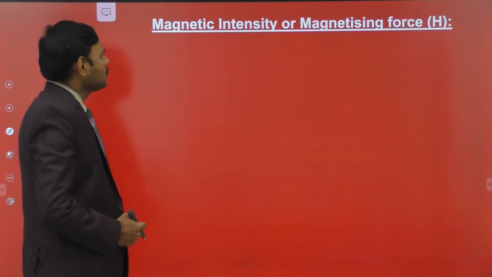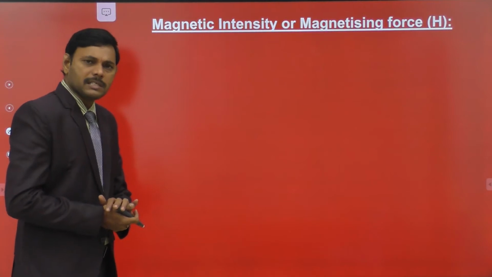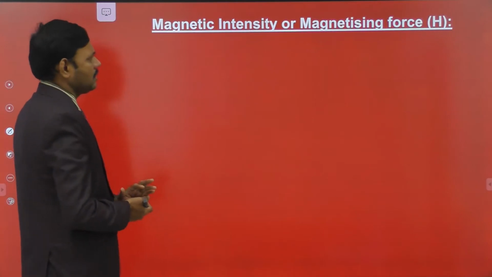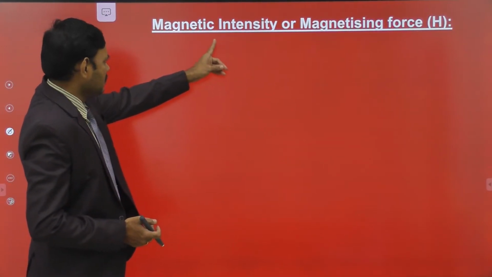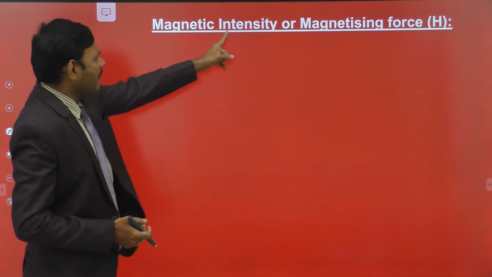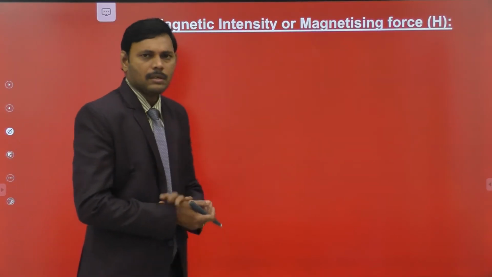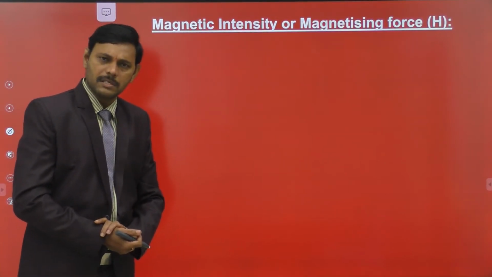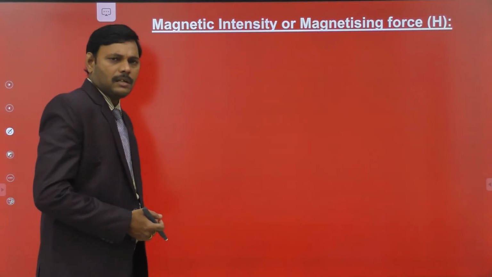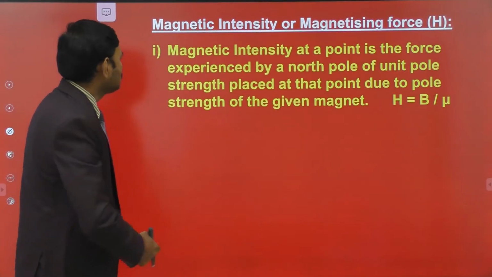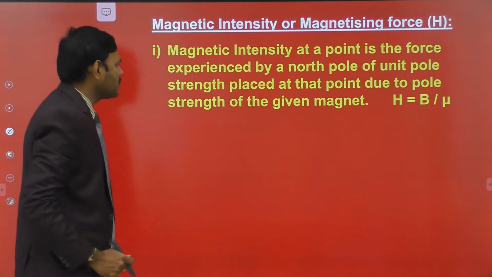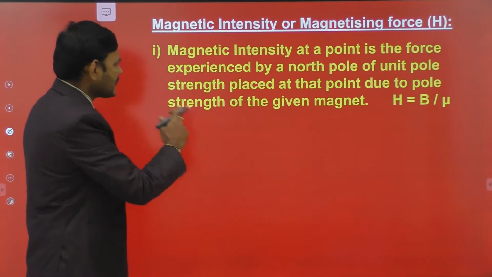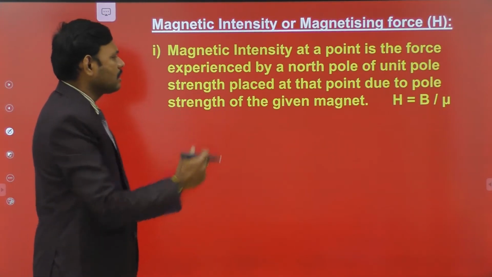In the first content we are describing some basic definitions to know about the magnetic field. In that, the first one is magnetic intensity, or magnetizing force. It is denoted by H. Magnetic intensity or magnetizing field denoted by H. So I would like to give the definition of it. Magnetic intensity at a point is the force experienced by a unit north pole of unit pole strength placed at that point due to the pole strength of a given magnet.